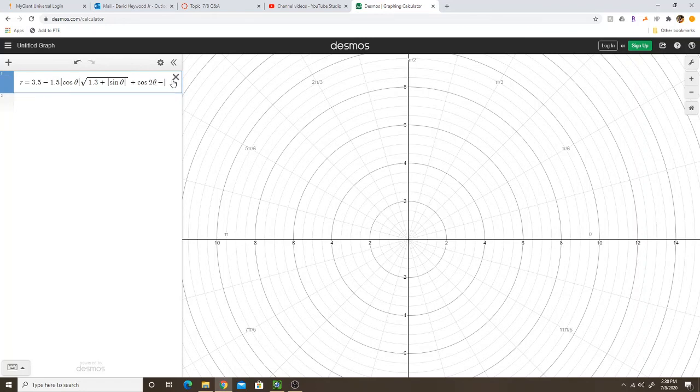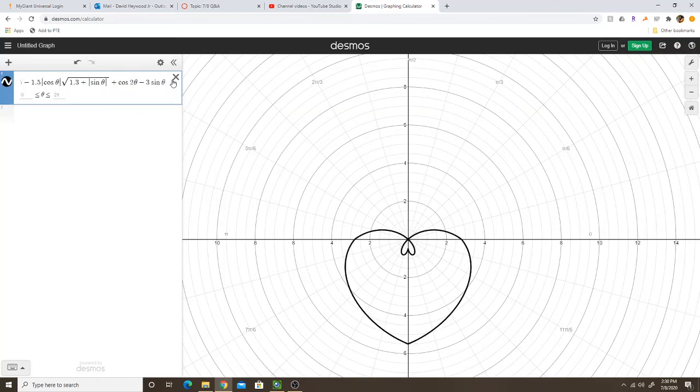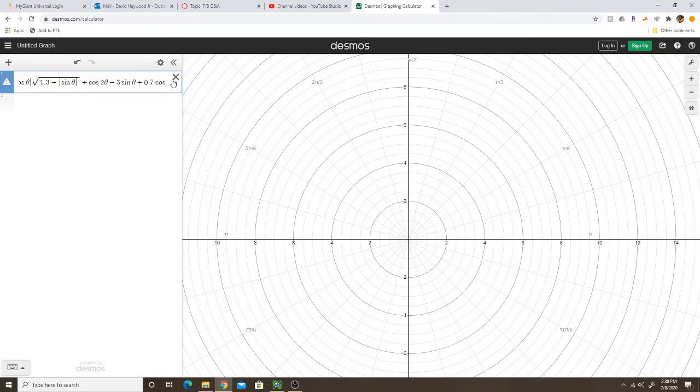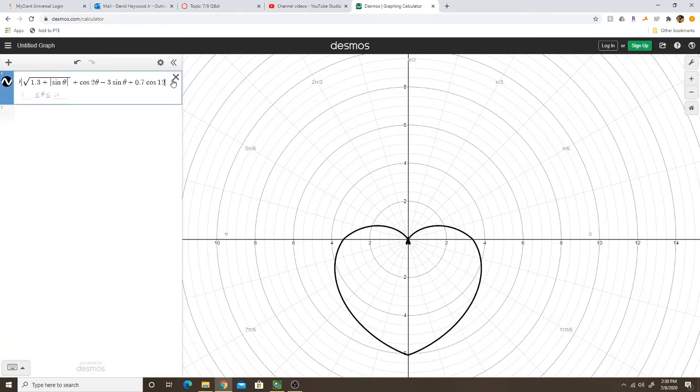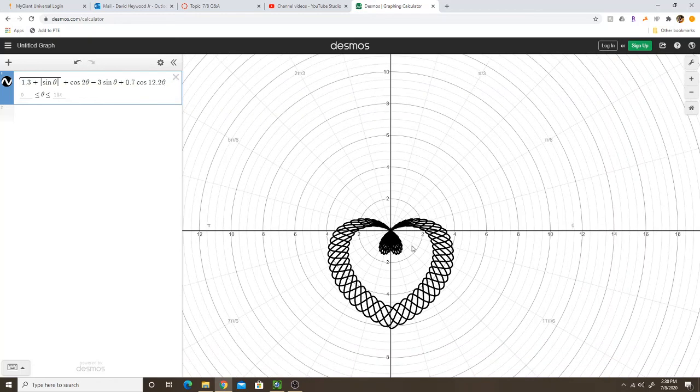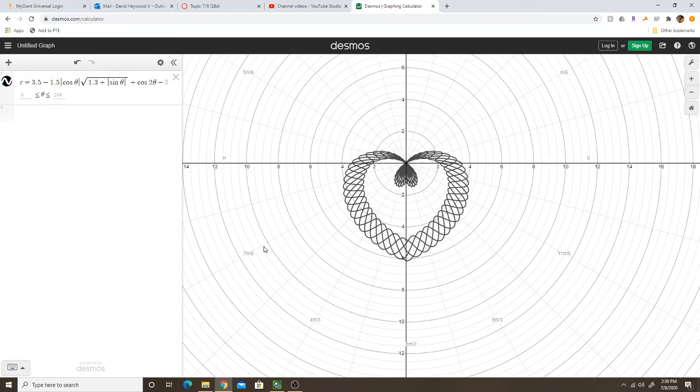I stole this from somebody. I didn't come up with this myself. Look at that. And then plus 0.7 cosine 12.2 theta. Ooh, look at that. That's a pretty picture. Anyway, these things can get pretty cool looking. You can have a lot of fun with these polar equations. In the next section, we're going to talk more in depth about graphing polar equations.